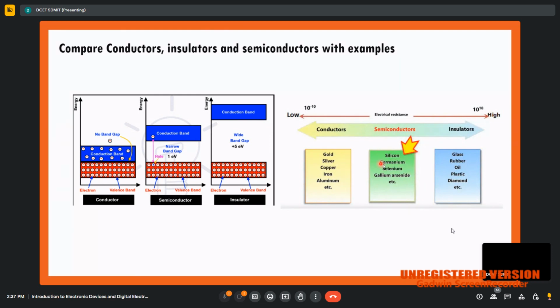If I want to make any FET or electronic device like transistors, diodes, LED, we use germanium or gallium arsenide.